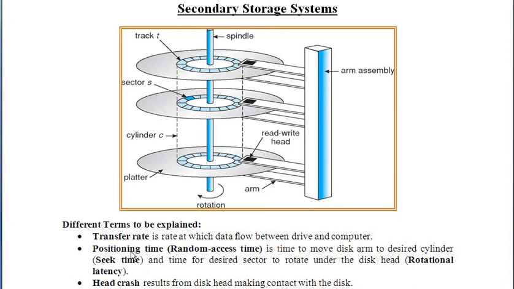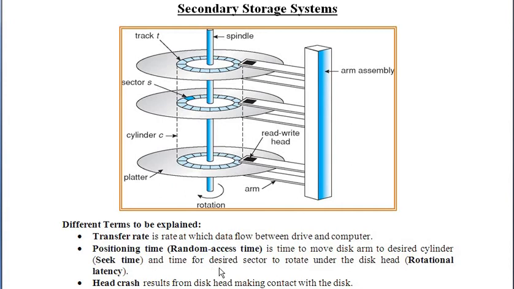Now positioning time, which is also sometimes called random access time. Positioning time is when the read write head should be placed on a particular cylinder. That time is called seek time. I repeat, positioning time is also called random access time, and is the time to move the disk arm to the desired cylinder. The information which I want is in a particular track or sector, and I have to move to a particular cylinder. That is what we call seek time.